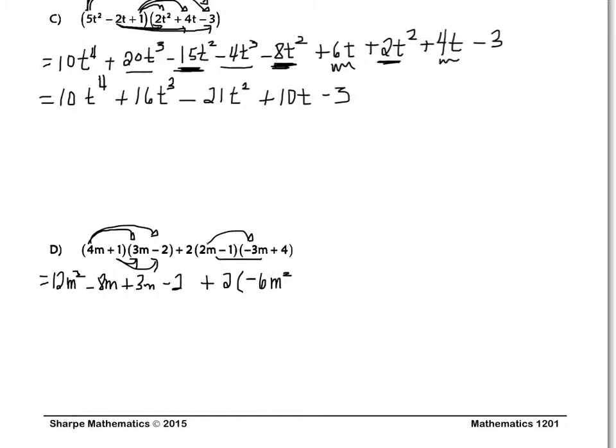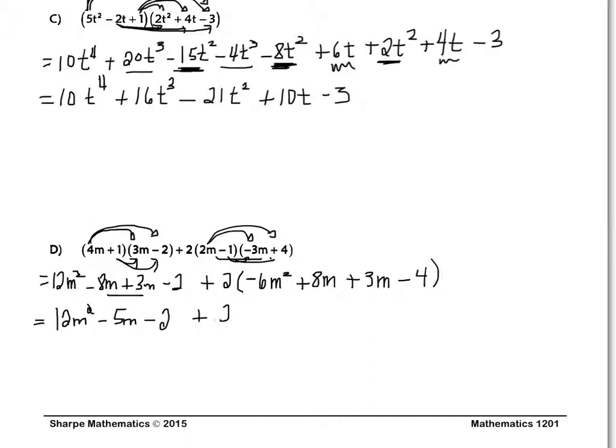Right? And then the 2m times the 4 is going to be 8m. And then the minus 1 times the negative 3m is going to be positive 3m. And then the minus 1 times the 4 is going to be minus 4. And then you've got 12m squared. And you can put these two terms together as minus 5m minus 2.